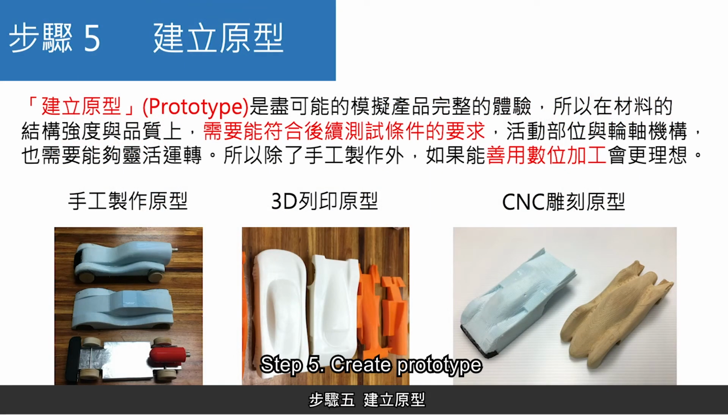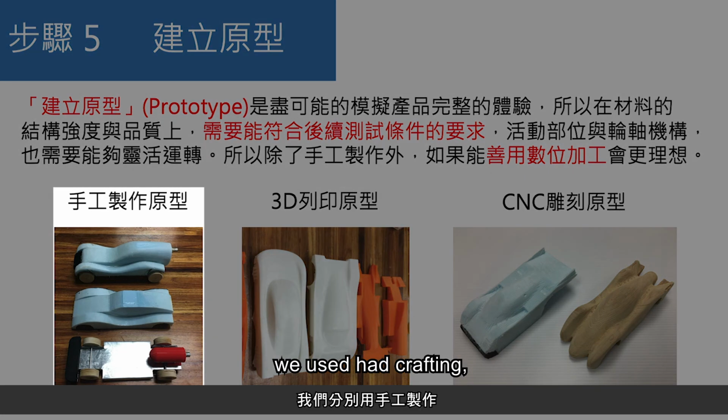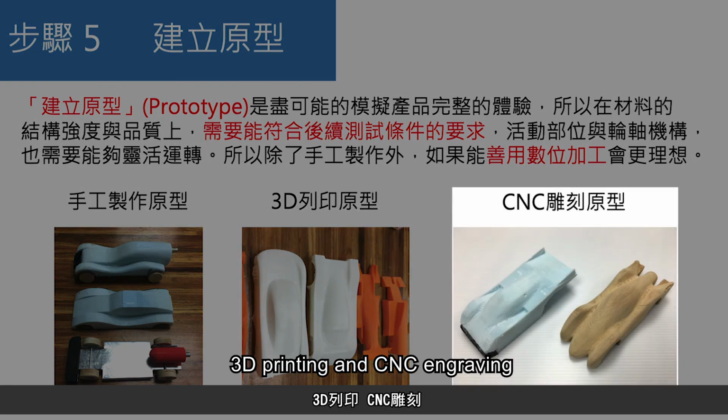Step 5. Create prototype. Creating a prototype is to simulate the complete experience of the product, so the material's structural strength and quality need to be able to meet the conditions for subsequent test conditions. The movable parts and the axle mechanism also need to move flexibly, so apart from handcrafting, if digital machining could be used, it would be ideal. For these creations shown below, we used handcrafting, 3D printing, and CNC engraving.